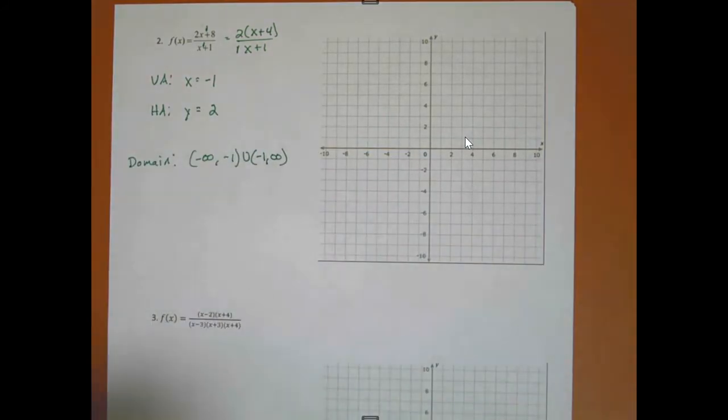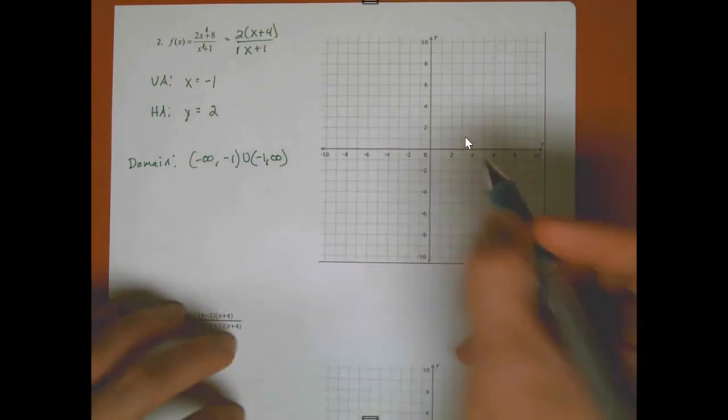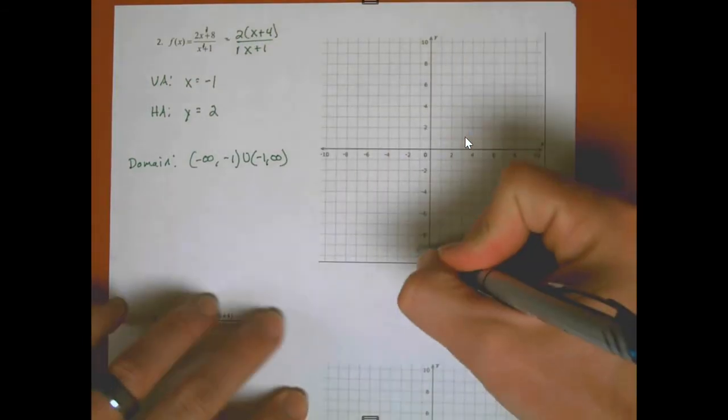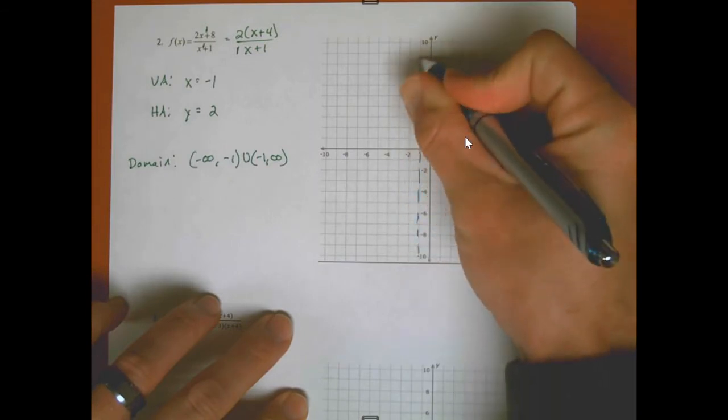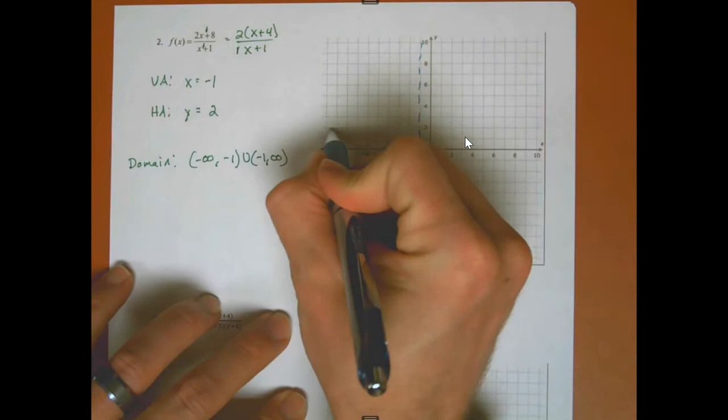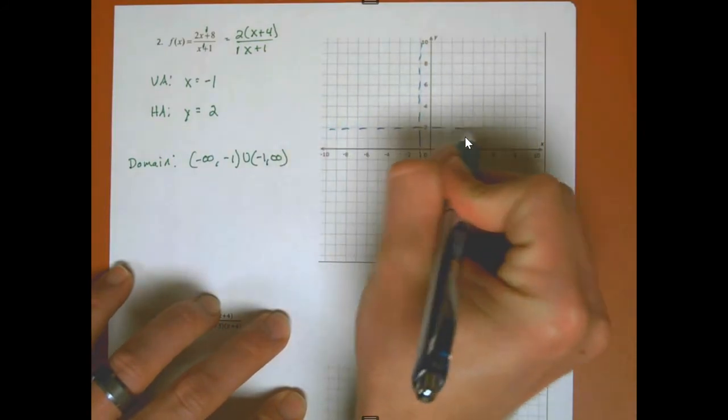And let's put this stuff on the graph. Kind of dropped the ball there. x equals -1 is here, and then y equals 2 is here.